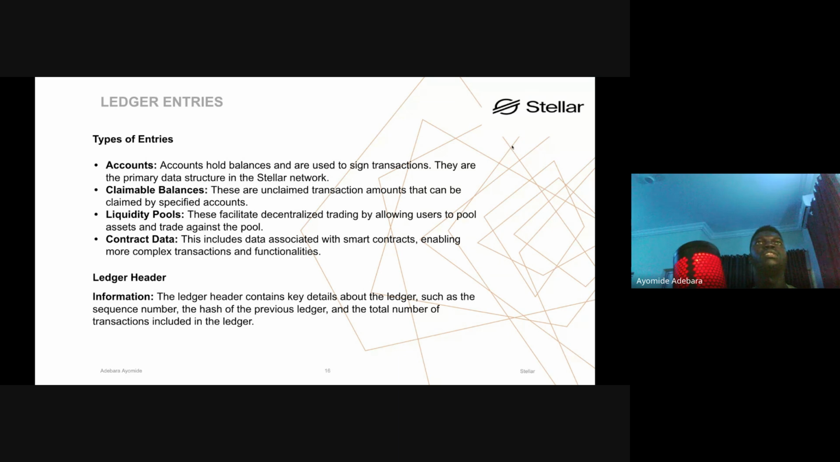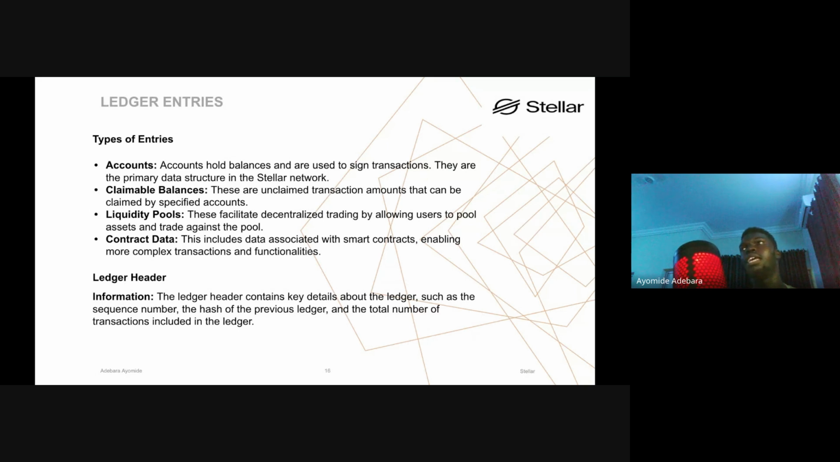Ledger entries. There are different types of ledger entries. We have accounts, we have claimable balance, we have liquidity pools, we have contract data. What are accounts? Accounts basically hold balance and they are used to sign transactions. So you can think of an account as your wallet. An account has the private key and the public key, and this is what you use to sign a transaction.